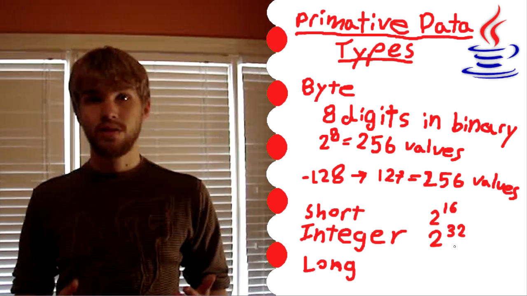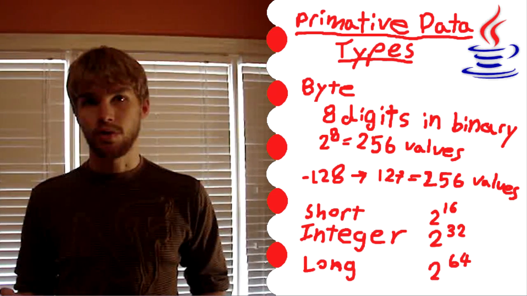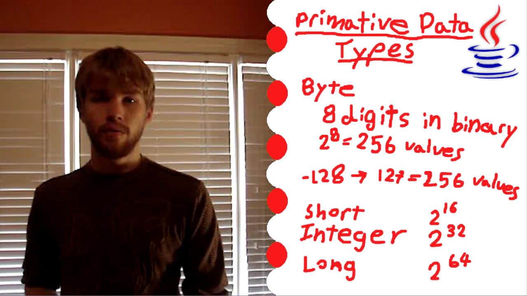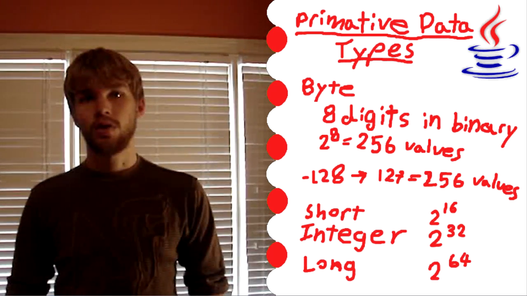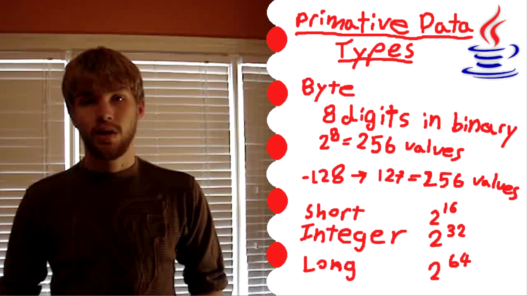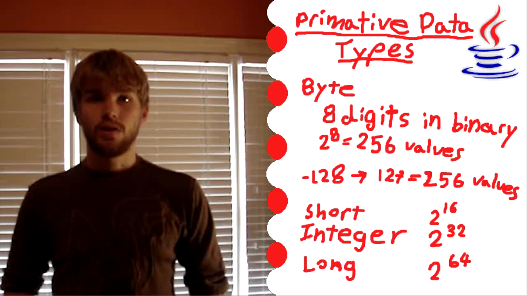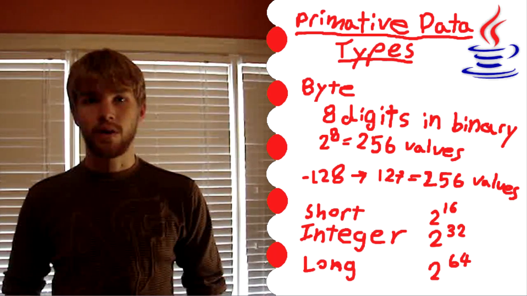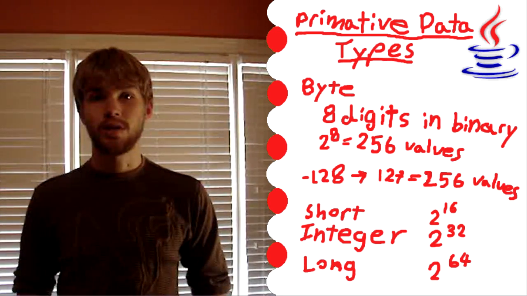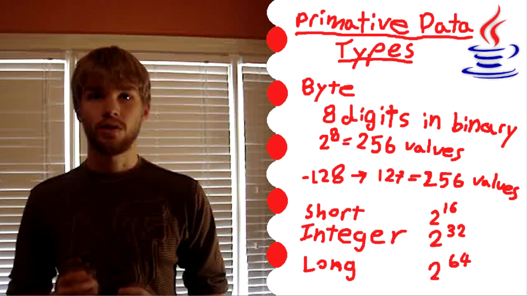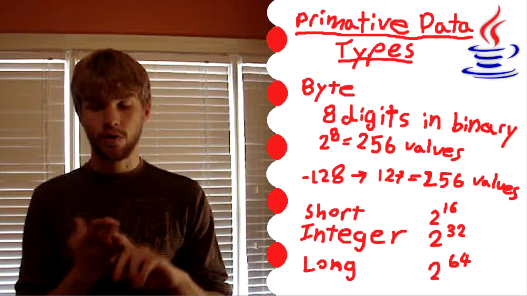That same concept works for the larger ones as well. So short can store a range of 2 to the 16th different values. Integer is 2 to the 32nd different values. And then long, the largest one, can store 2 to the 64th different values. That's a lot of values. That's a range of 18 quintillion different values. That's 18 zeros. So that's pretty major. So those are the first 4 different data types.